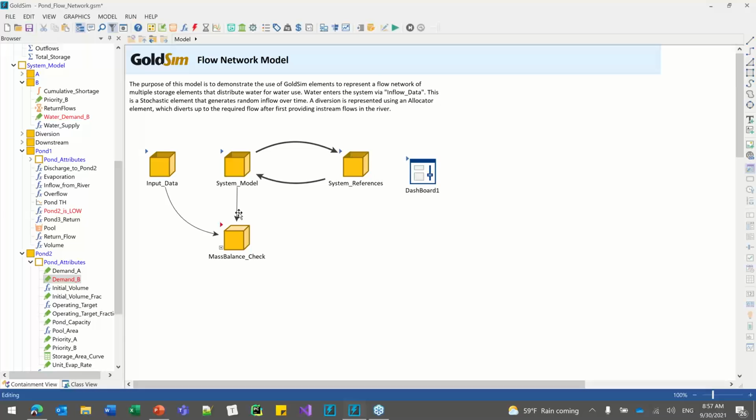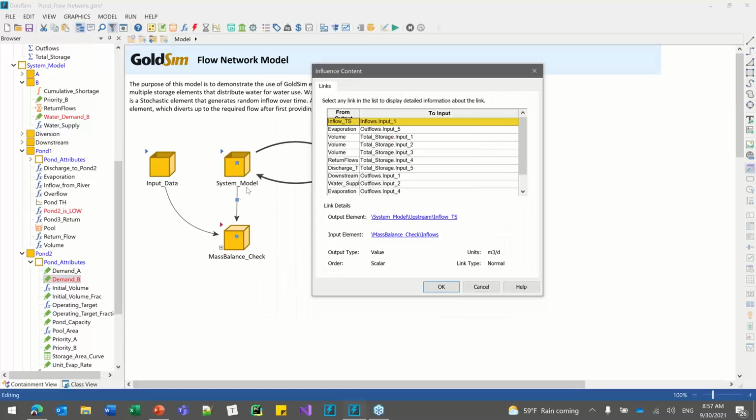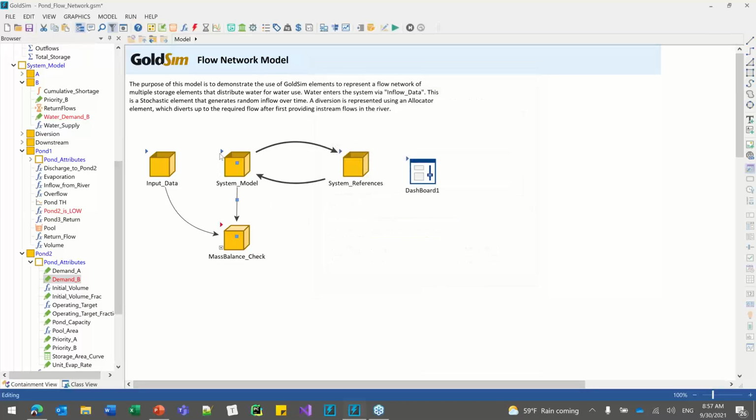However, it also requires that you build a whole bunch of references from the system. So if I double click on the line that goes from the system to the mass balance, you'll see all of these references being put in here, tons of references coming in. And that over a large model can become quite a bit. And it also could be a little bit of a distraction.